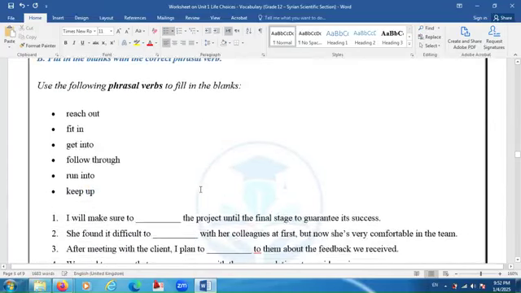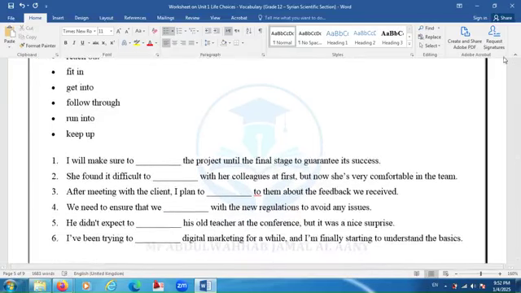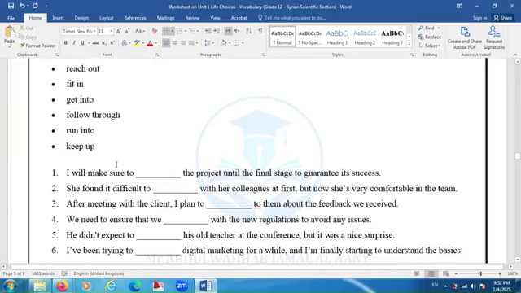Fill in the blanks with the correct phrasal verbs from the phrasal verbs which I have. I will make sure to the project until the final stage to guarantee its success. I want to keep up, I want to finish, I want to follow through. Okay, let's see if I can take it. No, so I will write it myself. Follow through.